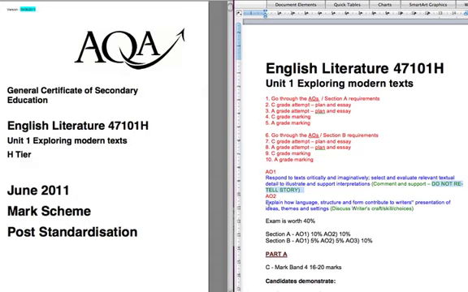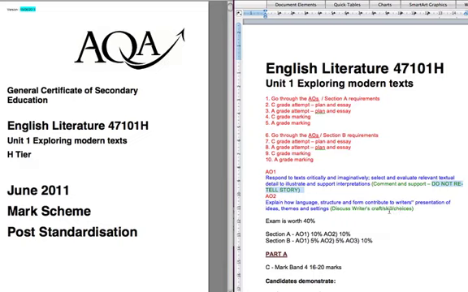The second AO for Section A is: explain how language, structure and form contribute to a writer's presentation of ideas, themes and settings. So basically we're looking to discuss the writer's craft: the different elements that he combines, the skill with which he does it, how cleverly interlaced or placed things are, and the choices he makes in the words he gives certain characters or in the things that he actually has in a scene, etc.